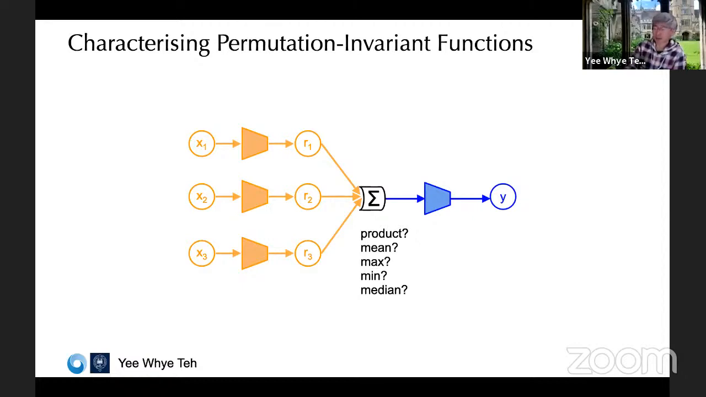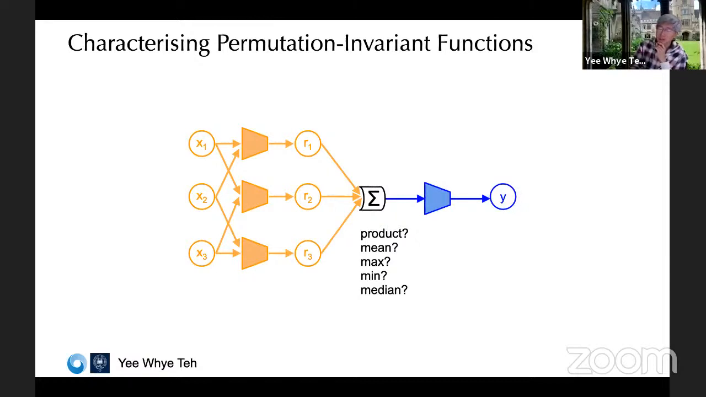Okay. We can also do things like the following, where instead of each of these embedding operations taking single elements of our training sequence, each of them can take a pair of the inputs and produce some embedding of the pair. And we can do this over all pairs. And then we feed that into our aggregation operation and that produces an output Y. And that's of course also permutation invariant as well.